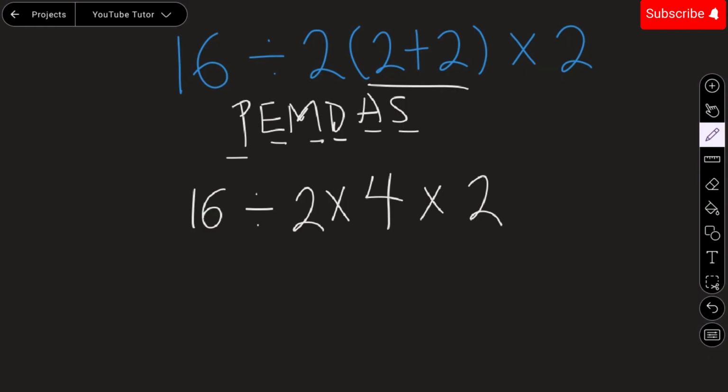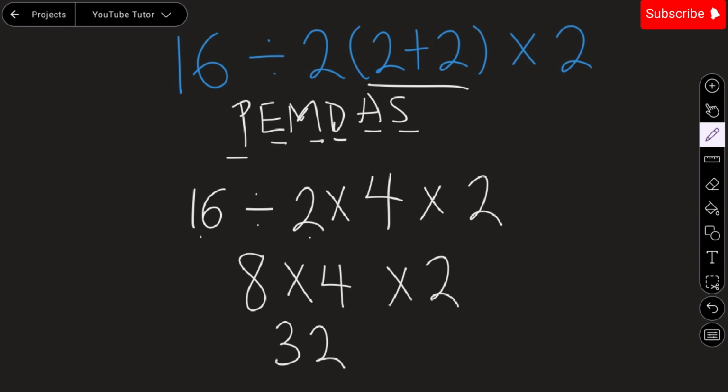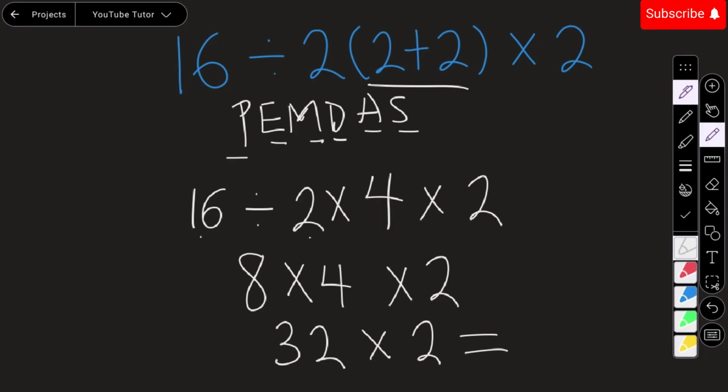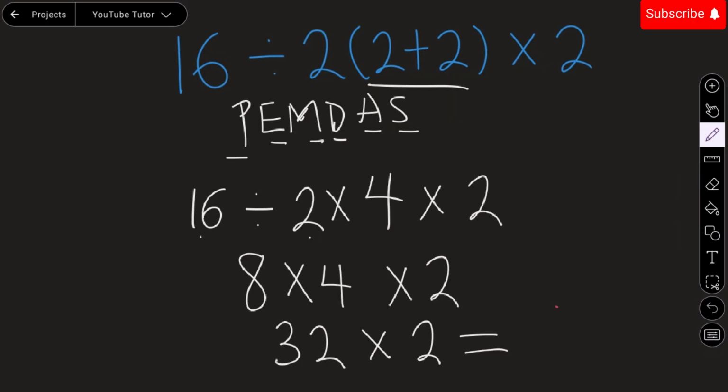So from left to right, we are just going to take 16 divided by 2, which gives us 8 times 4 times 2. Still on the left to right, 8 times 4 gives us 32 times 2, which gives us our final answer to be 64.